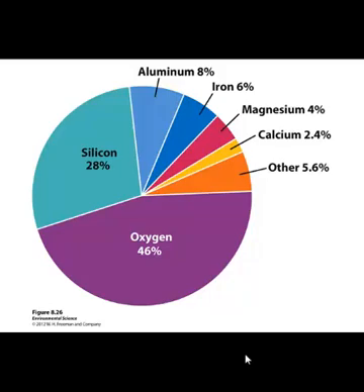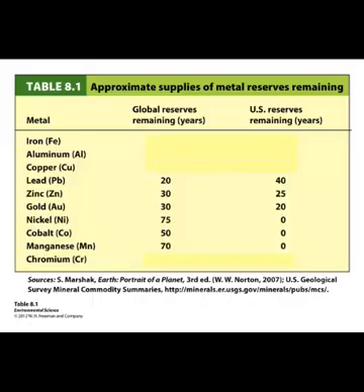This chart shows the abundance of elements in the crust. Notice that the most abundant is oxygen and then silicon. However, it's important to understand that proportions of these elements vary from location to location. Okay, now, these are some of the metals we like to extract for human use.